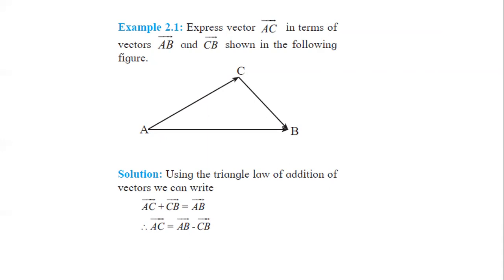Now here, in the solution also, you can see that using the triangle law of addition, vectors can be written. What you have to do is express this AC bar in terms of these two. So we can apply the triangle law. This is the first side, this is the second side, and this is the resultant. So you can write AC bar plus CB bar.